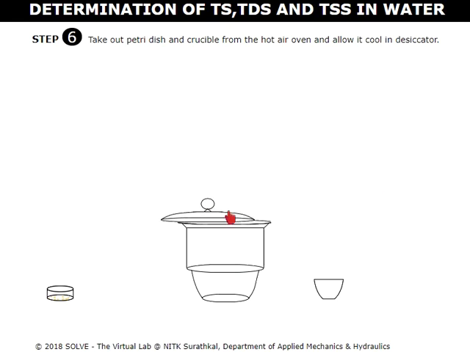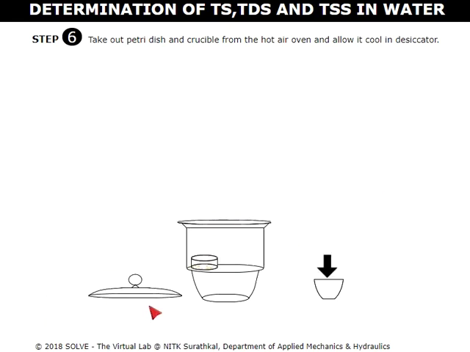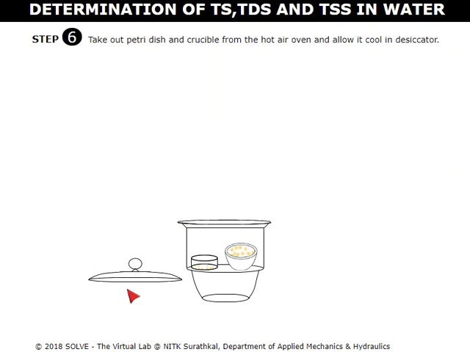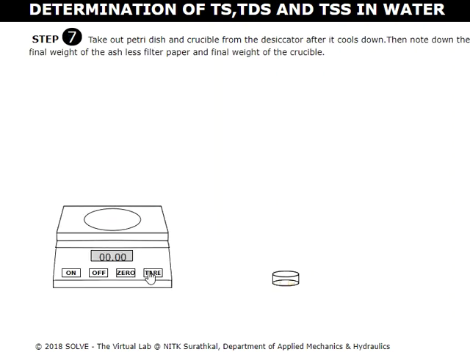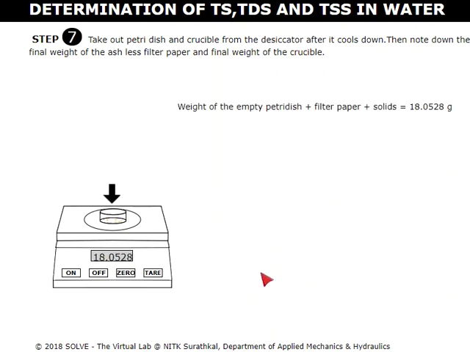Click here to open the desiccator. Place the petri dish that has been taken out from the hot air oven as well as the crucible in the desiccator. Close the lid and let it cool. Click on the tare to clear the weight in the weighing machine. Now click on the petri dish and place it in the weighing machine. Note down the weight of the empty petri dish plus filter paper plus solids.